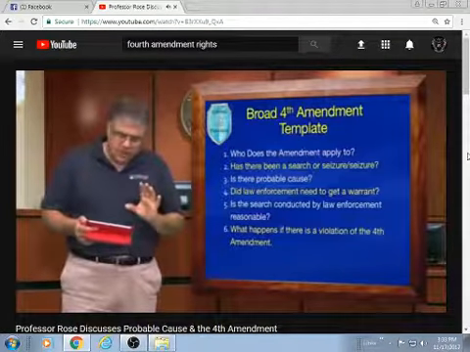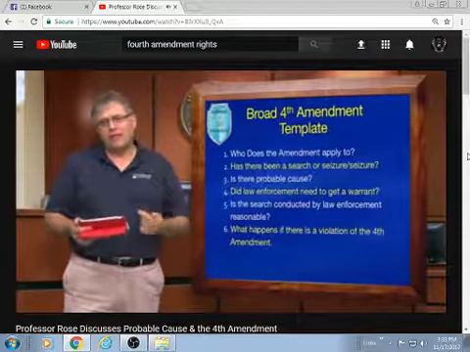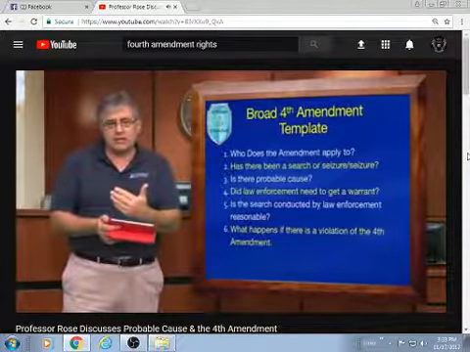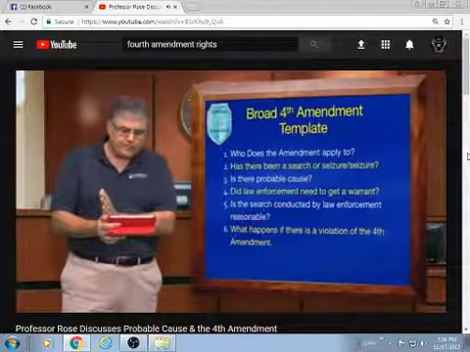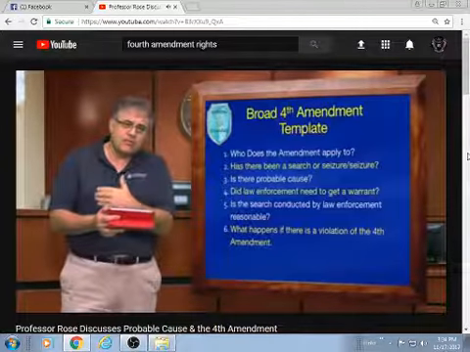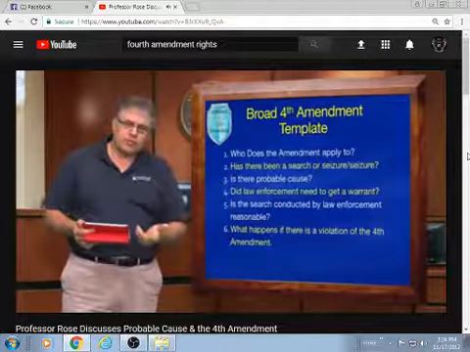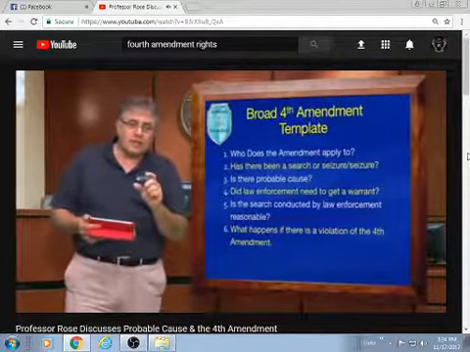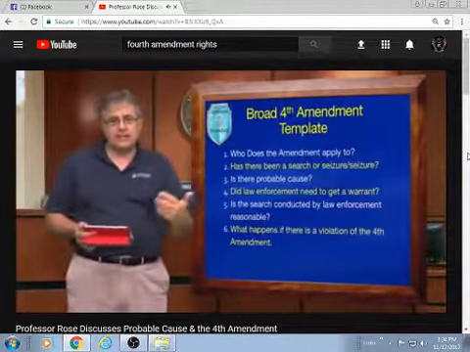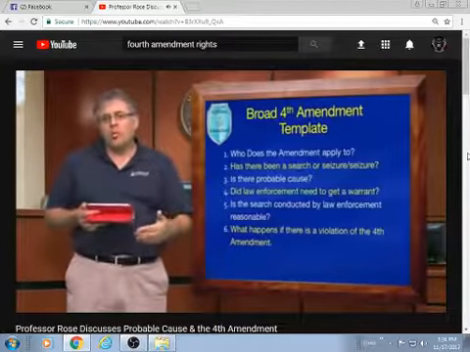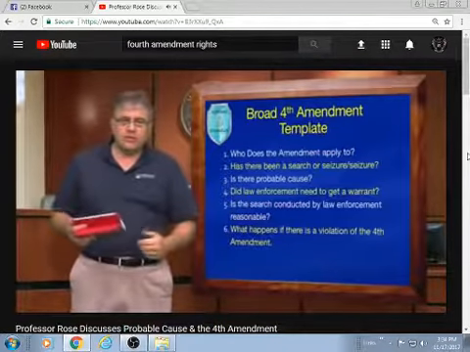I've given you 6 steps that you should think about. First of all, who does the amendment apply to? Well, it applies to citizens of the United States, individuals who are here, who interface with law enforcement. The next question is, was there government action? We'll talk about that in a moment. Has there been an actual search and seizure? If there was that search and seizure, at the time of the search and seizure, did probable cause exist as previously defined? Was there a requirement that law enforcement get a warrant, or was there an exception to that requirement to get a warrant?